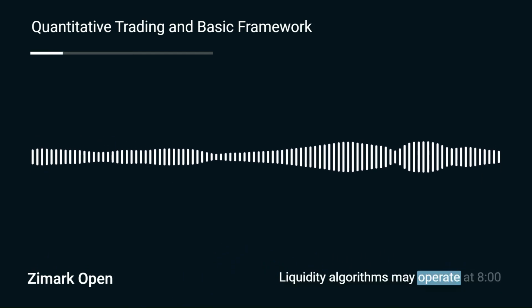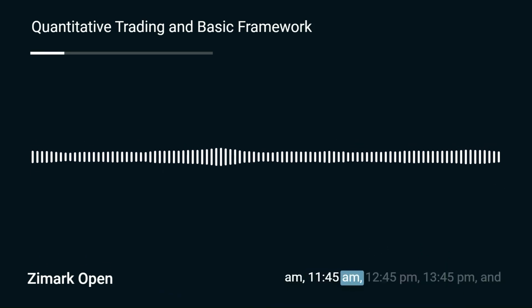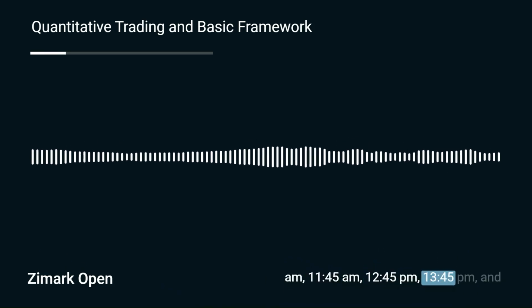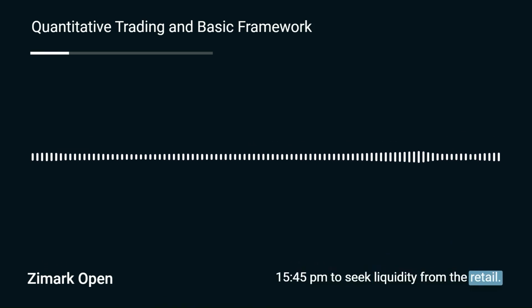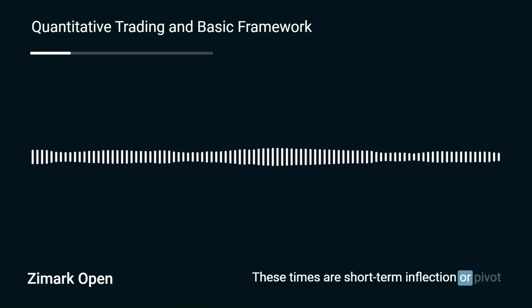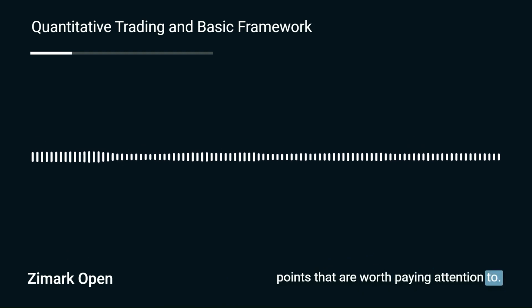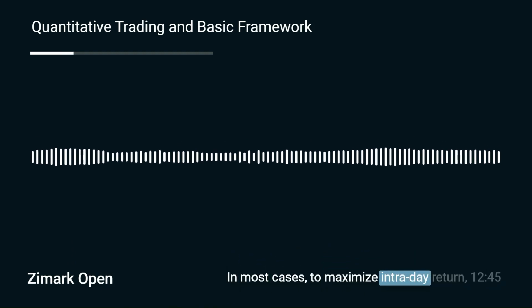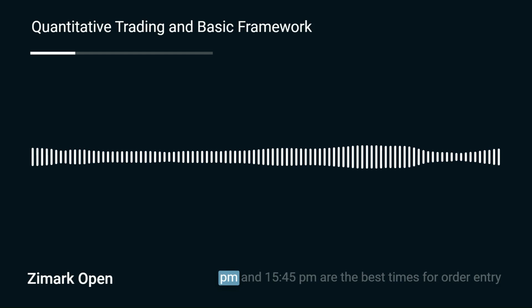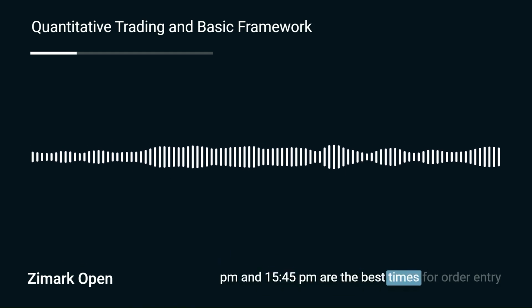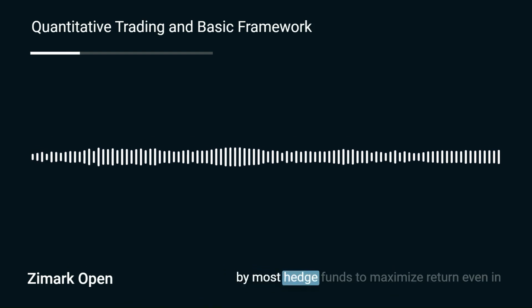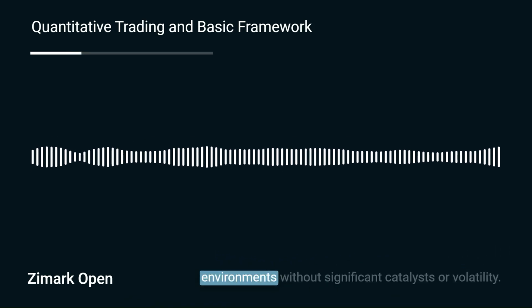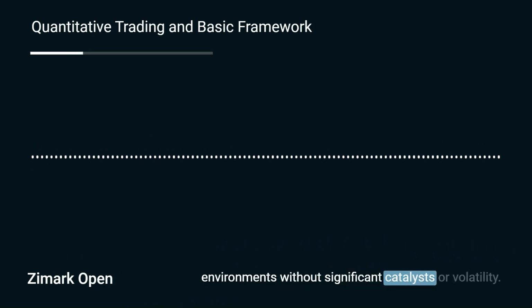Liquidity algorithms may operate at 8 a.m., 11:45 a.m., 12:45 p.m., 13:45 p.m., and 15:45 p.m. to seek liquidity from the retail. These times are short-term inflection or pivot points that are worth paying attention to. In most cases, to maximize intraday return, 12:45 p.m. and 15:45 p.m. are the best times for order entry or close because of the liquidity algorithms set up by most hedge funds to maximize return, even in environments without significant catalysts or volatility.